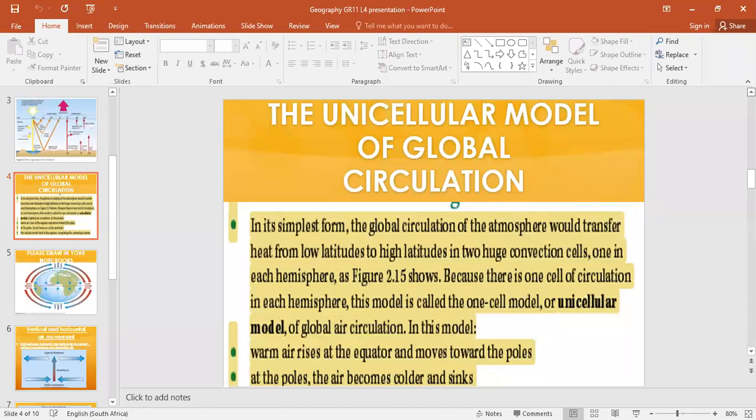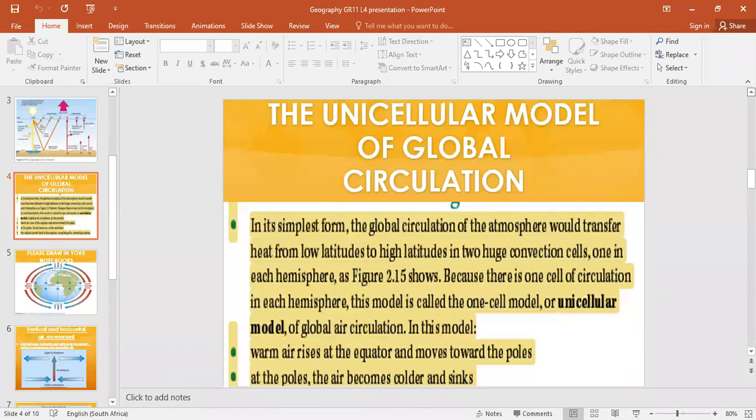So the unicellular model of global circulation. Okay. So these notes, I got them from the book because I couldn't let you guys write everything from the book, so I had to summarize them. Right. This is one of the ways in which we're going to be discussing how energy is transferred across the world. Again, we said through ocean currents and through the wind.